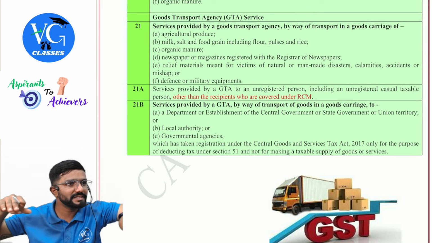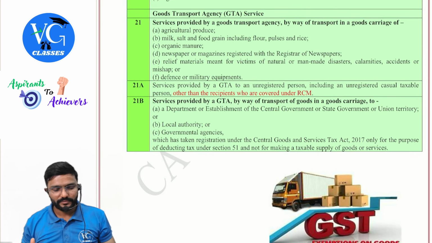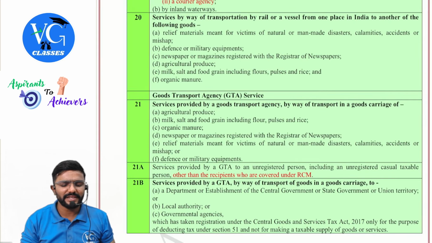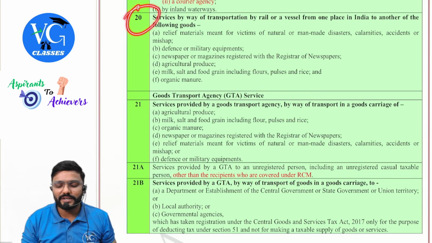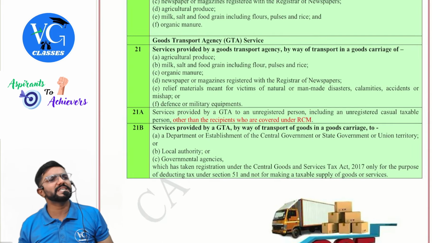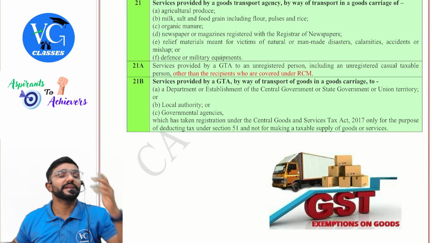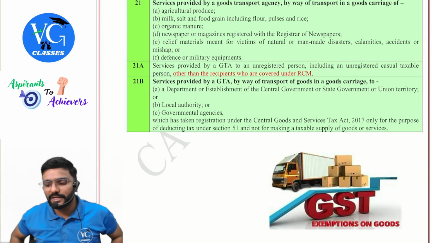Connect and study. When RCM, when exemption, you should be knowing. Okay. 21 is the same like this. This was through what? Rail or vessel. If the same goods are transported through goods transportation agency, is it exempt? Yes, sir. Next, 21B. Guys, 21B, even in RCM, this is also connected to RCM.